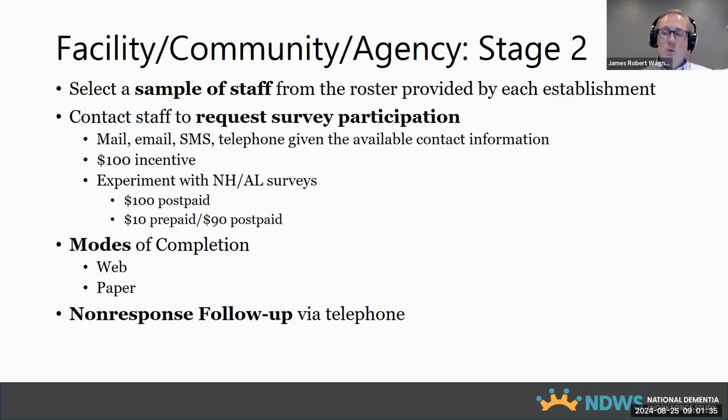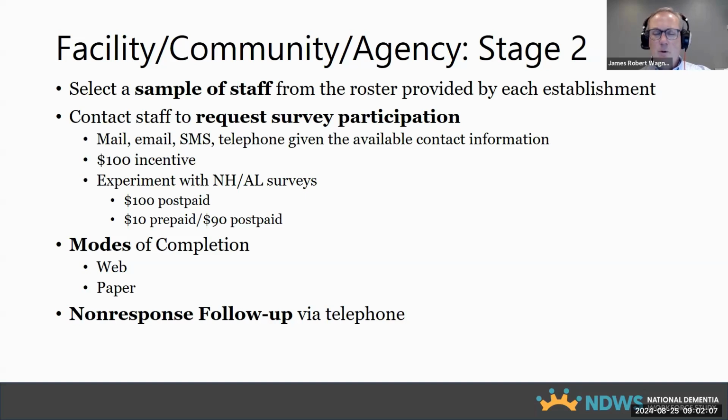Now in stage two, once we have a roster of the persons in those eligible titles, we're going to select a sample of staff. And then we're going to reach out to contact the staff to request survey participation. We're going to be reaching out in four modes again: mail, email, SMS or text messaging, and telephone, given the contact information that's available to us. We have a $100 incentive, and in two of the studies, the nursing home and assisted living community survey, we're going to be conducting an experiment.